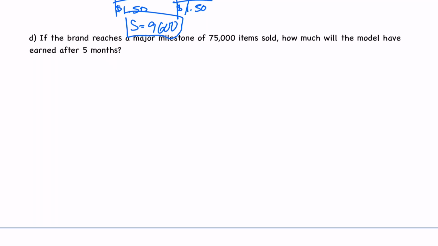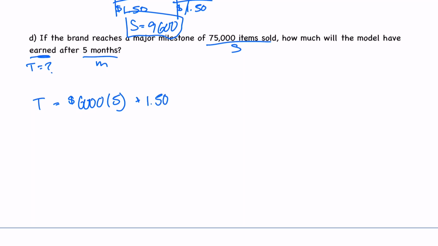Part D says if the brand reaches a major milestone of 75,000 items sold, how much will the model have earned after 5 months? So we know M is equal to 5. We know that the items sold is 75,000. And we want to know how much they earned, so T is unknown. So we can plug all of this into our equation to solve. So T is equal to $6,000 times the number of months, which is 5, plus $1.50 times 75,000. And this one's easy, you just have to plug it in and solve.